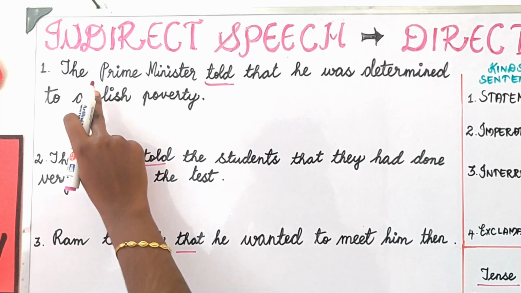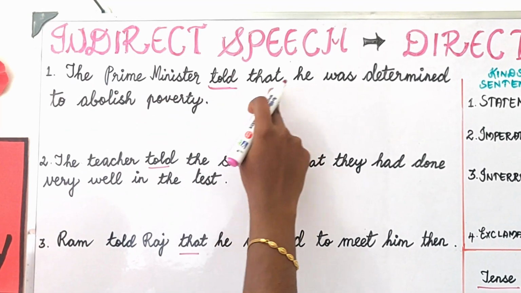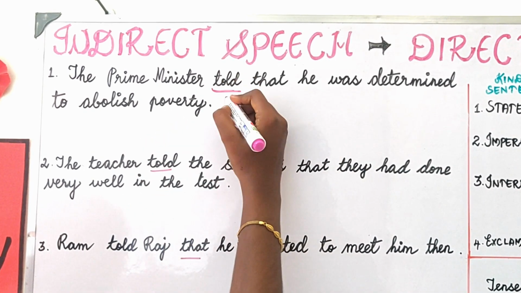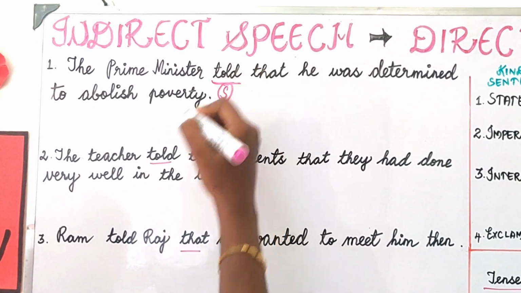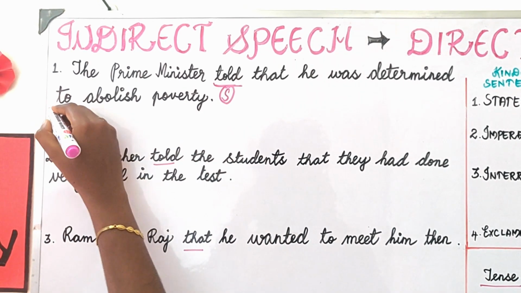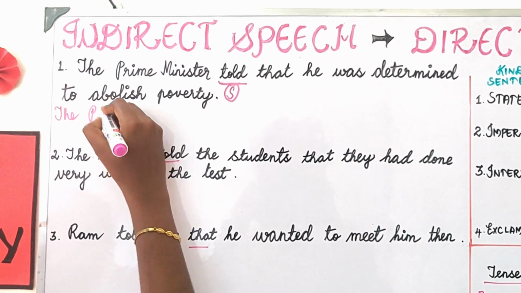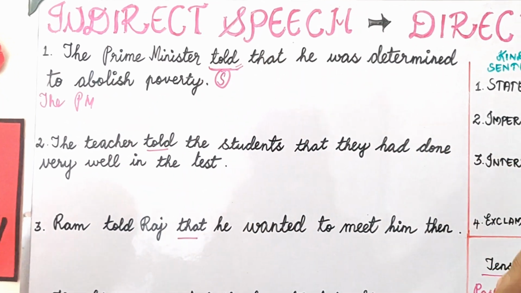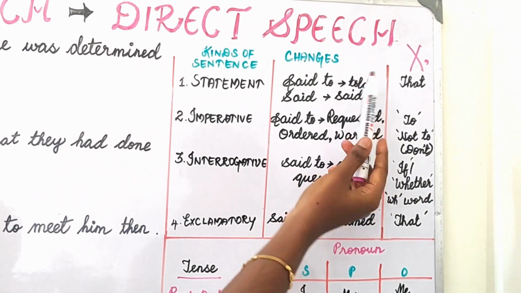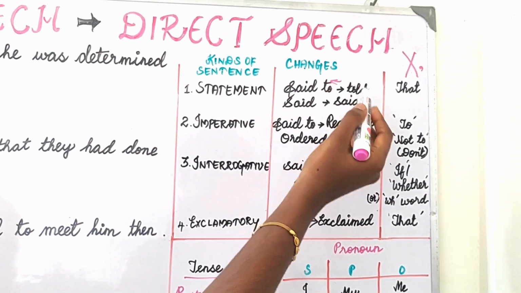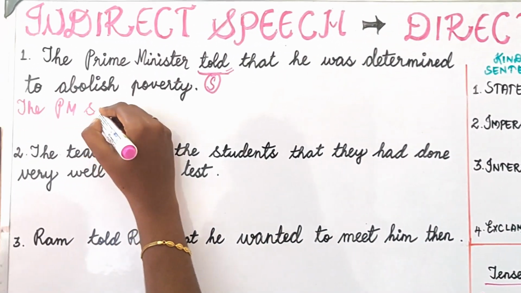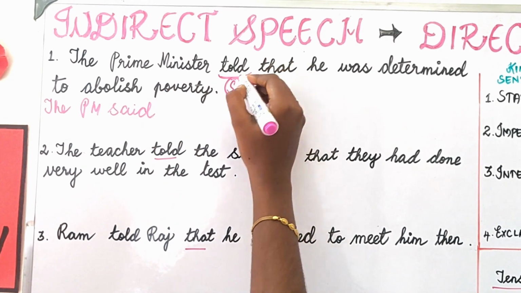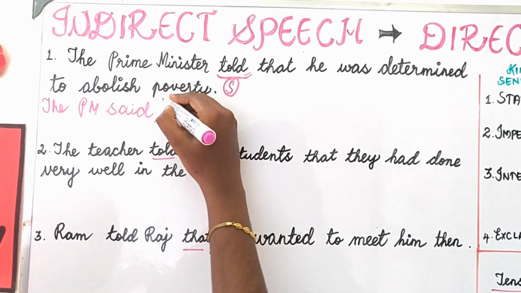Okay, I am reading it out. The Prime Minister told that he was determined to abolish poverty. Okay, a normal kind of sentence, so it is a statement. So what we have done, first of all, just write it. The Prime Minister, see I am writing in short. The PM told. So told will be changed back. How is it changed? Said to. The PM said. Here there is no person, so just said itself is enough.